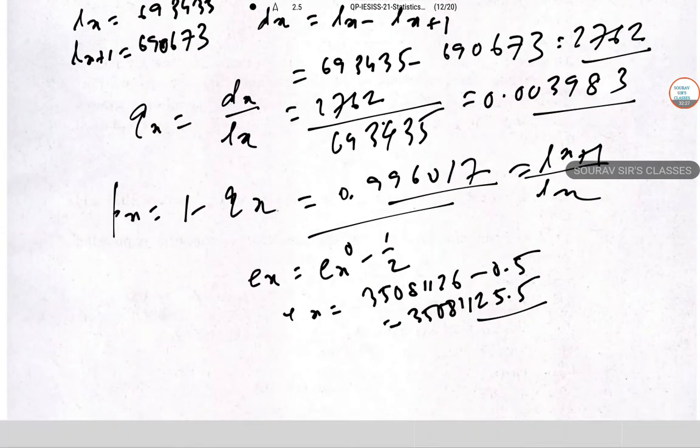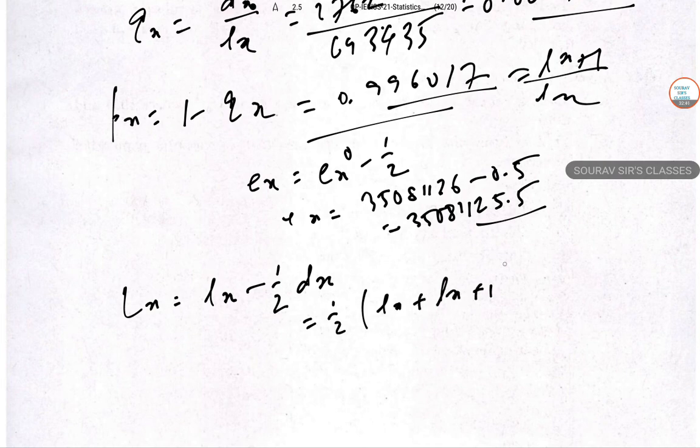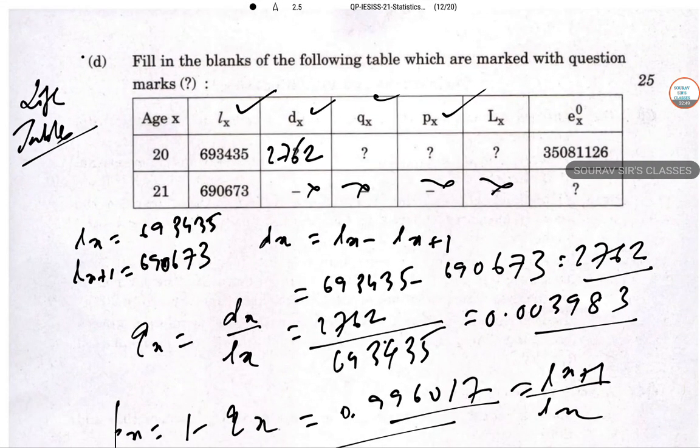This is Lx. Small lx is the first part, capital Lx is lx minus half of dx, or this can also be written as half of lx plus l of x plus 1. Both the values have been given, lx and l of x plus 1, so you can just put them in and find this answer as well. So that's it for this vital statistics paper. In the next part we'll do section C.